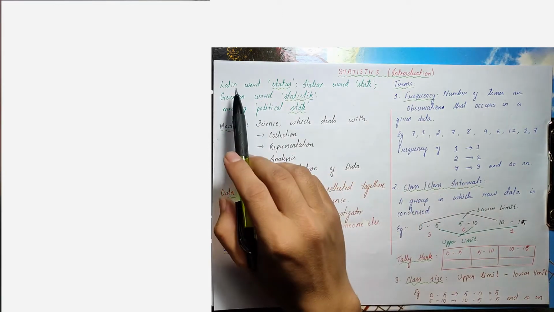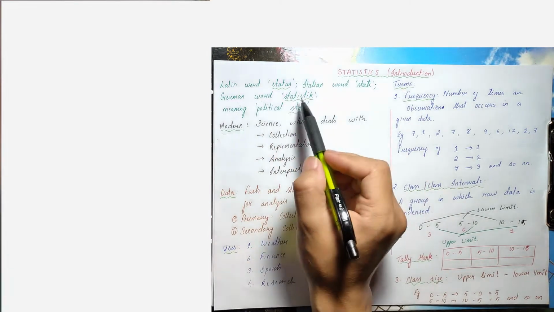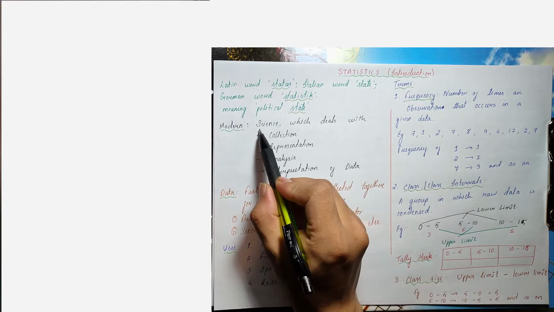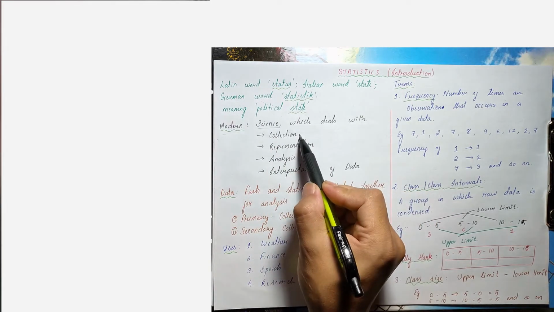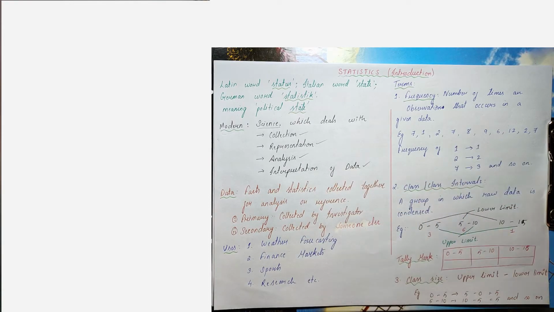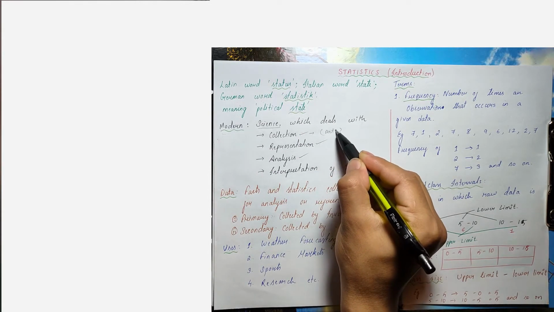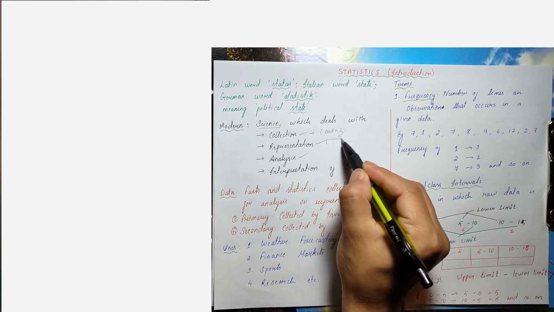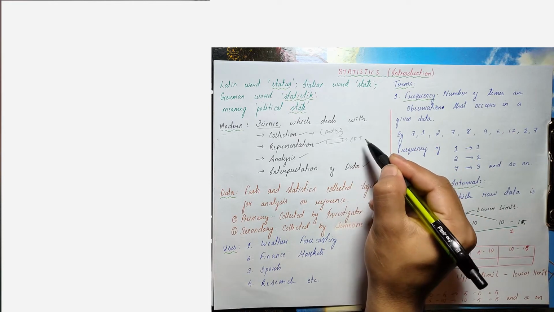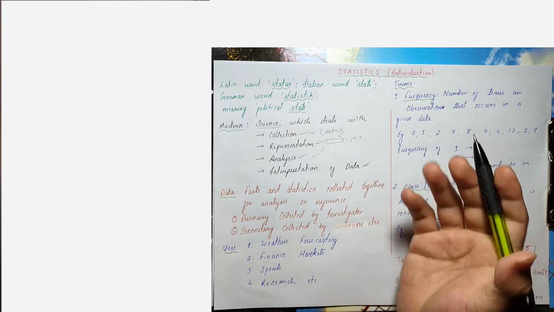Let's get started. The word statistic is derived from a Latin word status, Italian word state, German word statistic meaning political state. In modern times, we define statistics as the science which deals with collection, representation, analysis, and interpretation of data. In the collection phase, we collect all the required data, then we represent this data in some form, like for example the one that we're going to discuss, the cumulative frequency table. Then this table is analyzed and thus interpreted.